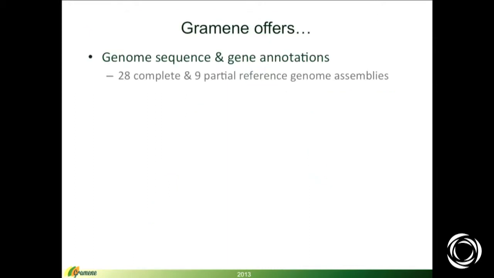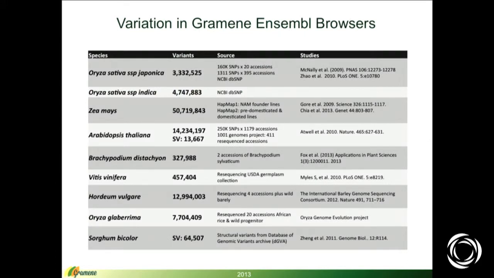So I have to be quick. For variation, we currently host only 9 of those plant species, and here is a little table, and this is all in your handout, so you can go slowly through them. All of these, except sorghum, have genetic variation, and 2 of them, Arabidopsis thaliana and sorghum, also have structural variation.